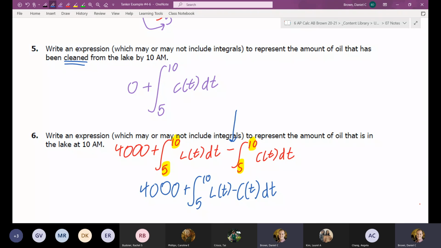Any other questions on either of those three? All right.